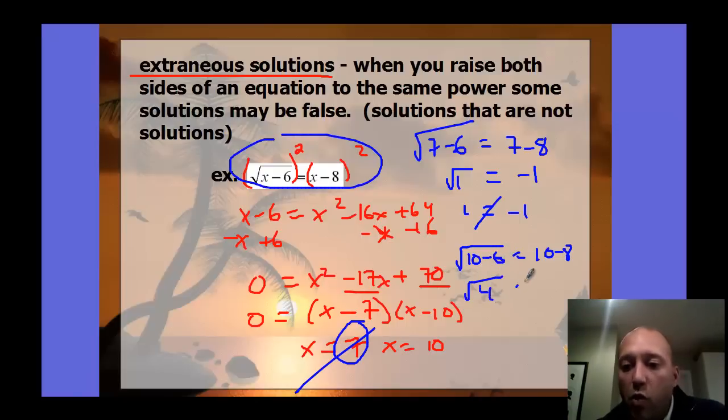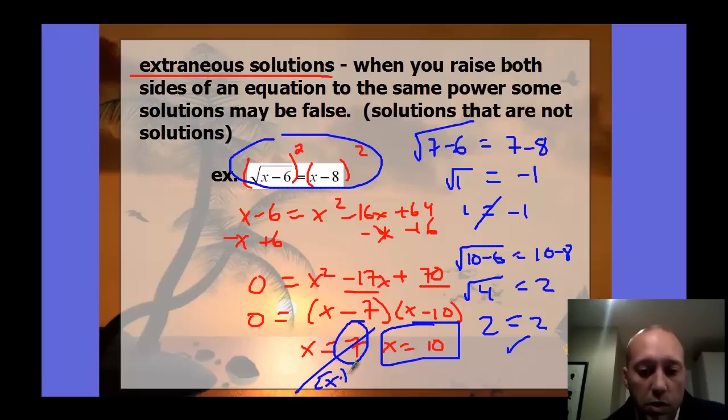So this would be a square root of 4 equals 2, and 2 equals 2. So this one checks. So we only have one solution, x equals 10. The other one is extraneous.